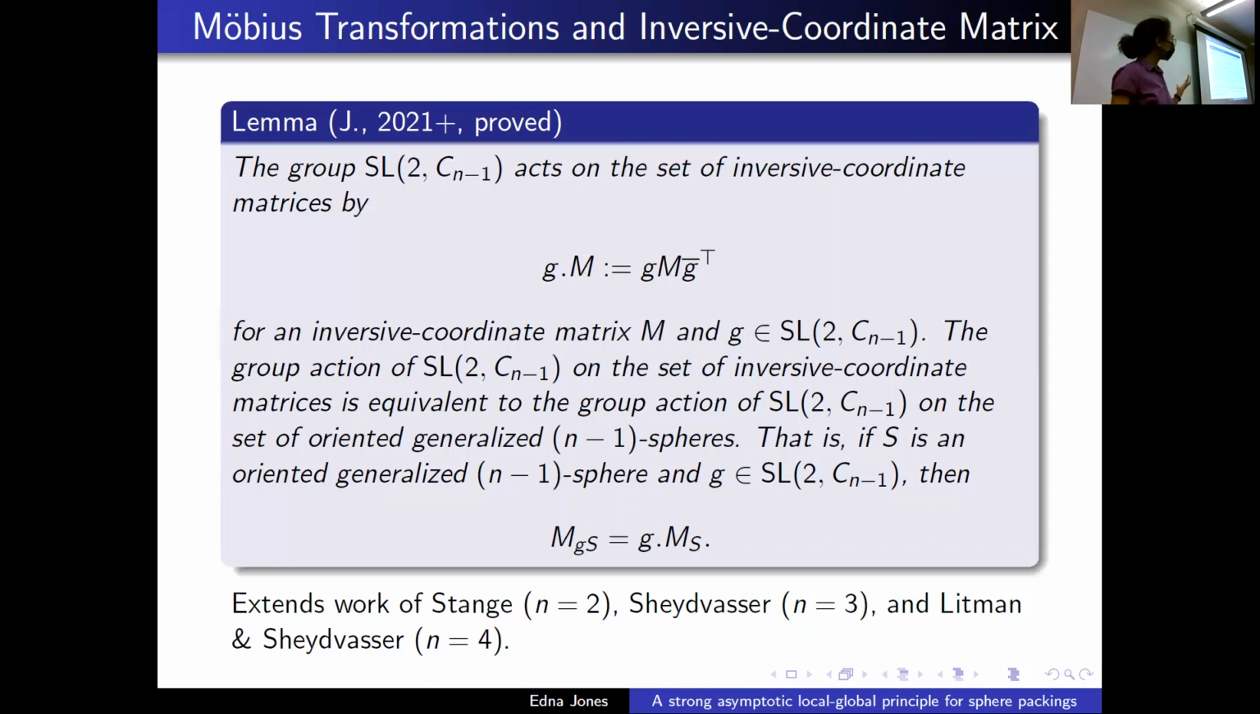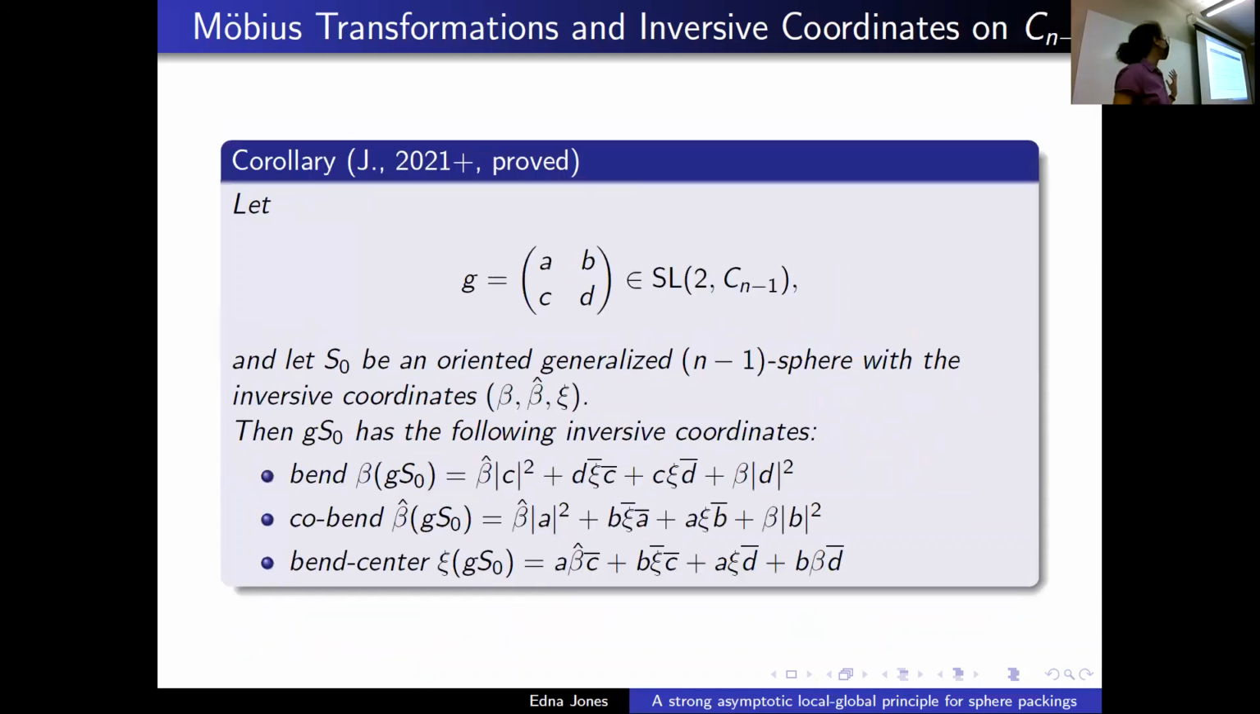So a corollary of this lemma is that if I have a matrix G that represents my Mobius transformation, and S is an oriented generalized n-1 sphere with the inversive coordinates beta, beta hat, and kappa, then G of S naught has these inversive coordinates, which, if you look at this, for the bend, kind of looks like we have a quadratic form in C and D. We're using this to get the quadratic polynomial.